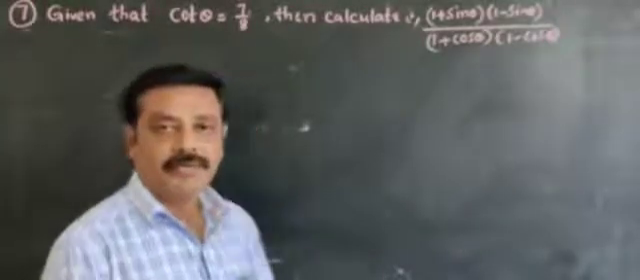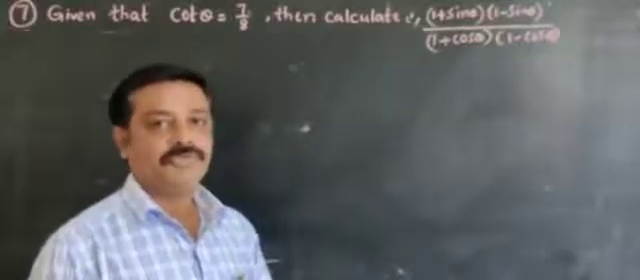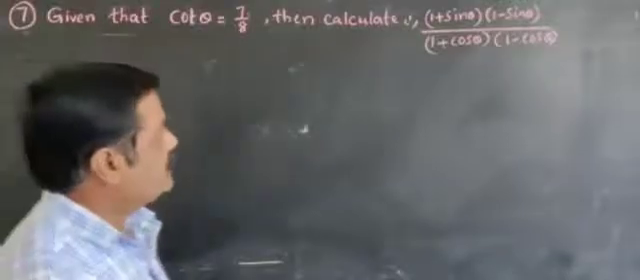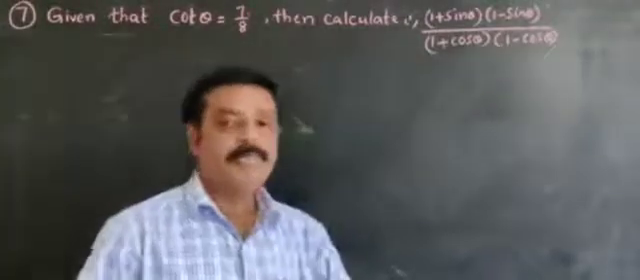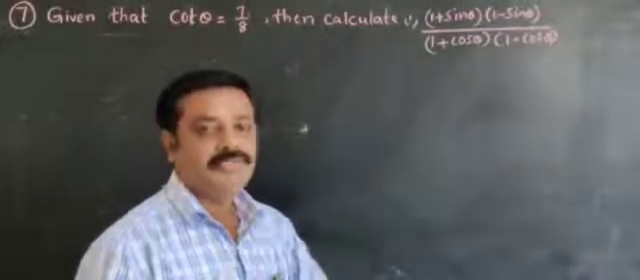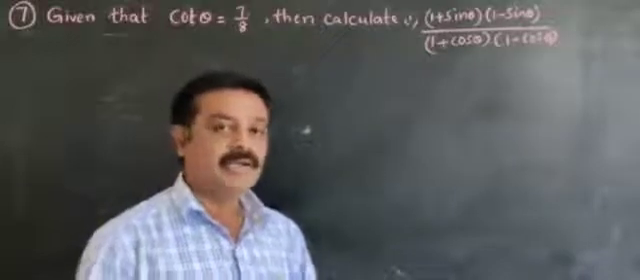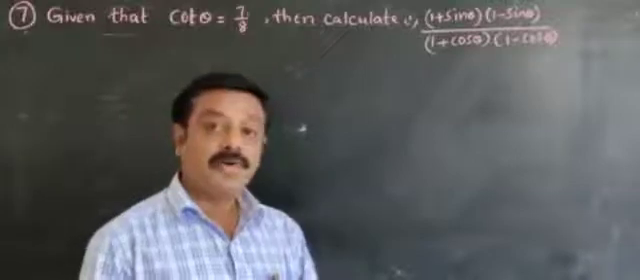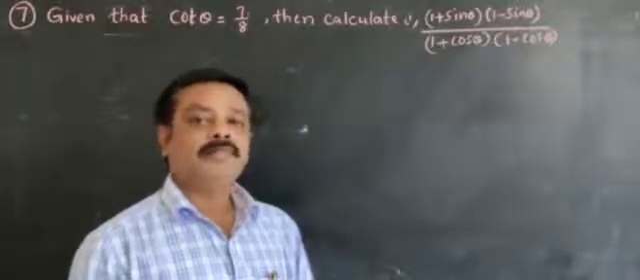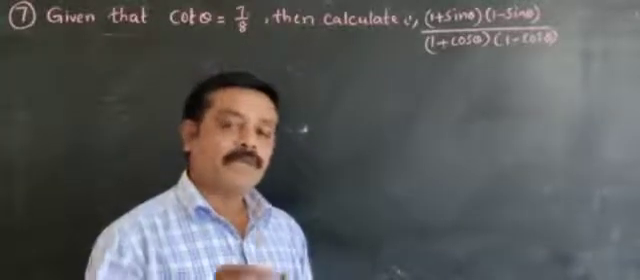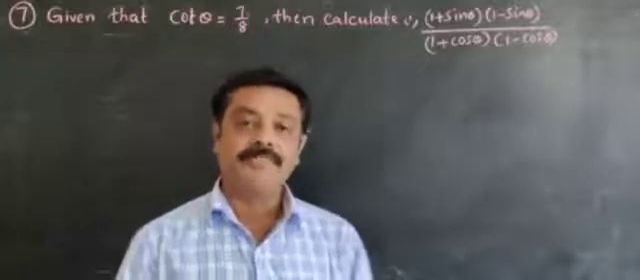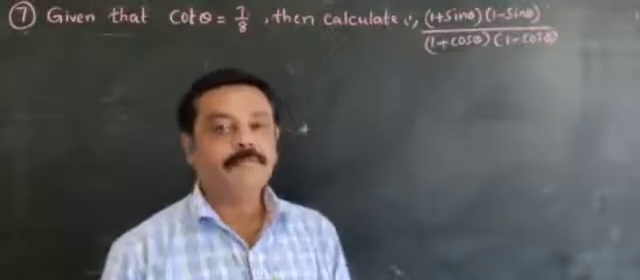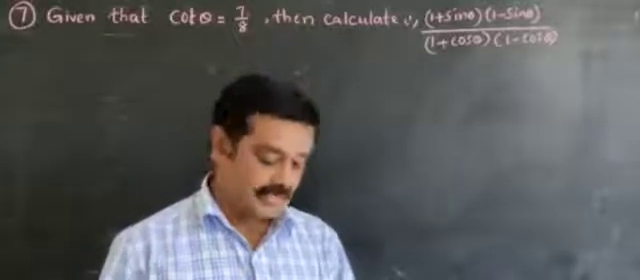Okay, already we know trigonometric ratios. Once you recall those ratios: sin theta is equal to opposite side by hypotenuse, cos theta is equal to adjacent side by hypotenuse, tan theta is equal to opposite side by adjacent side. Next, cot theta is equal to adjacent side by opposite side, sec theta is equal to hypotenuse by adjacent side, and cosec theta is equal to hypotenuse by opposite side. Already we know this information.